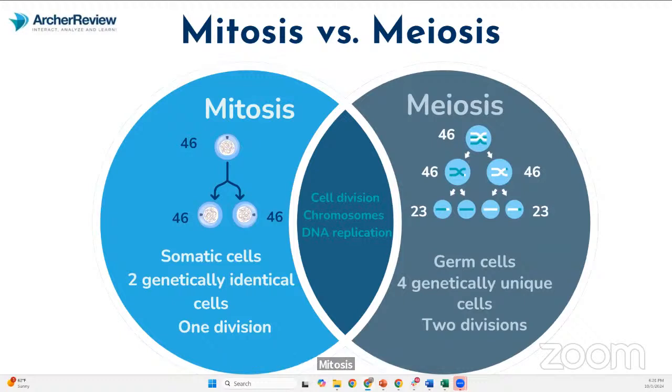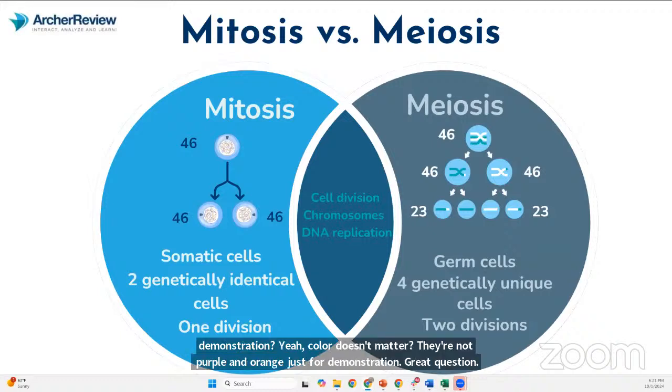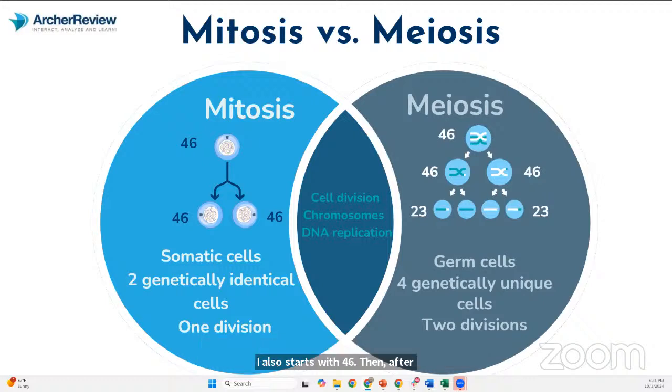Okay, so I got some questions here. Does color matter, or is it just for demonstration? Yeah, color doesn't matter. They're not purple and orange, just for demonstration. Great question. Meiosis starts with 46, then after division, it has 23 at second meiosis. Yes. So that's a person asking about the number of chromosomes.